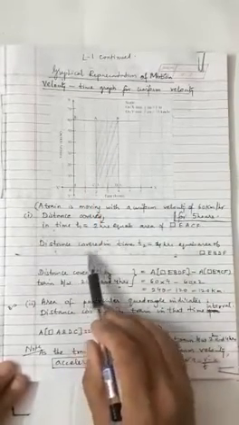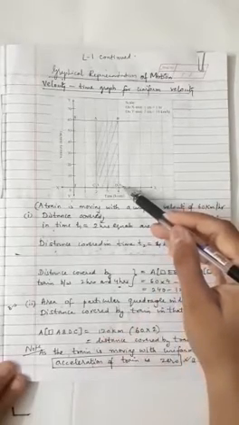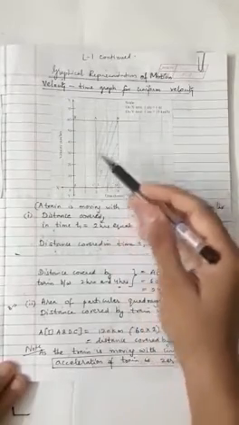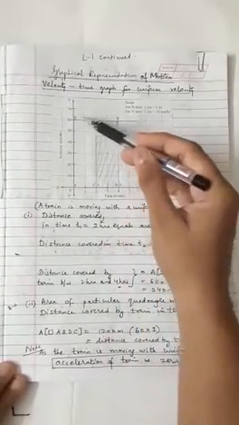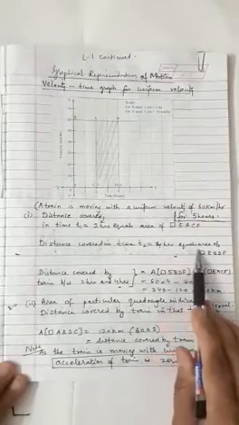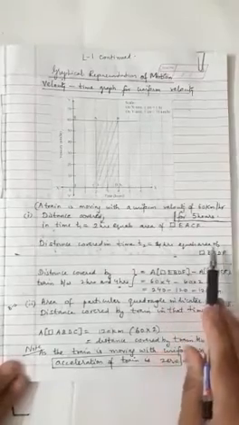Now, the distance covered in time T2. Where is T2? T2 is here. The time is 4, and this bigger area, that is area of quadrilateral EBDF, will give me the area covered in 4 hours, or the distance covered in 4 hours.